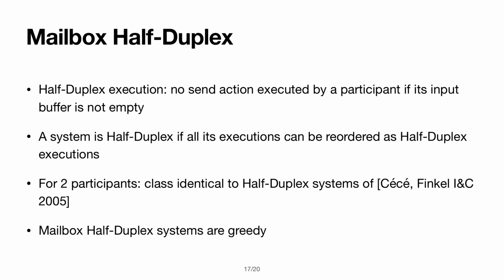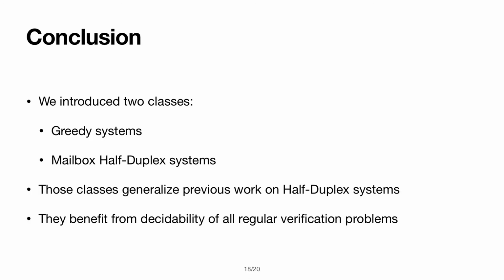And we showed that systems in this class, the mailbox half-duplex systems, are greedy. So we can say that this class is a good generalization of their work to systems of any number of participants. To sum up, we introduced two classes: the class of greedy systems, for which all regular verification problems are decidable, and mailbox half-duplex systems, which benefit from the same decidability results and generalize the binary half-duplex systems of Cécé and Finkel.